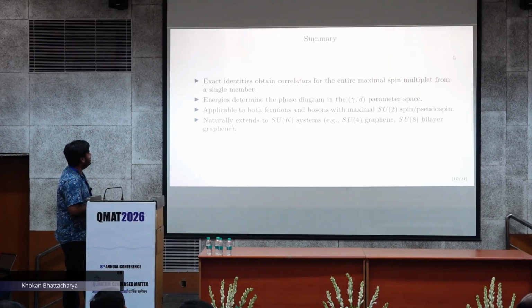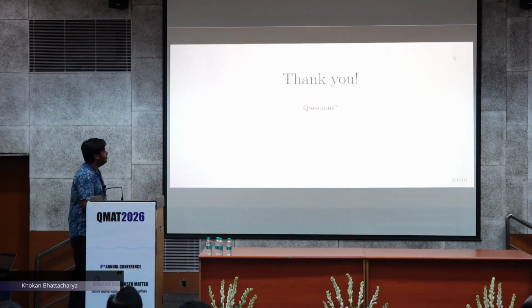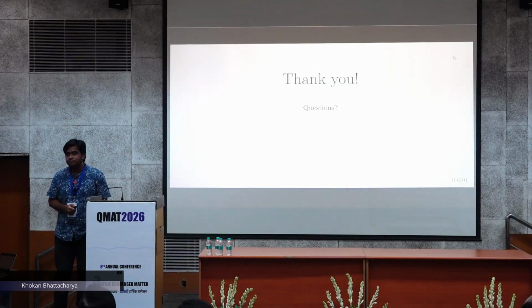I'll just quickly summarize. We have provided some exact identities to obtain correlators for the entire maximal spin multiplet. We have also computed the phase diagram in the gamma-d space. The formulas that I have shown you are applicable for both fermionic and bosonic systems with maximal SU(2) spin or pseudospin degree of freedom, and this naturally extends to some SU(N) systems, for example SU(4) or SU(8), which is relevant in graphene and bilayer graphene. So thanks, that's all. Thank you.